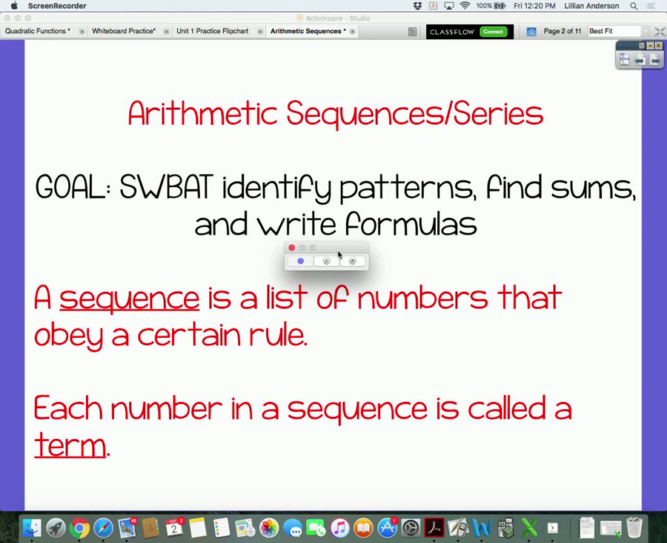Now, each number in the sequence is called a term. So when I refer to things like, what is the 12th term of the sequence, I'm talking about the 12th number in this list of numbers.